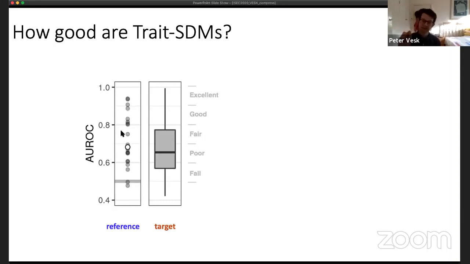These are without fitting the random effects, okay? So they're not trained on the species very strongly. This is the performance in the target regions. And you can see here that the median is about 0.65. Some are worse than random, some are truly excellent, but they seem moderately comparable.